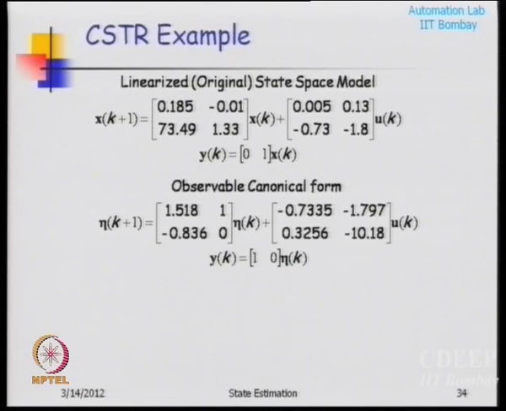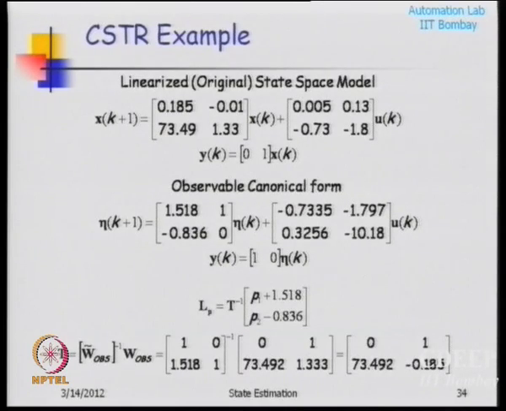I converted this into the observable canonical form. I can convert this into observable canonical form. The formula for doing this I have already given you. The T matrix is constructed in a particular way. You can construct the T matrix without any difficulty once you find a transfer function for the system. You convert this into observable canonical form, you place the poles in the transform domain, and recover the observer in the original domain.